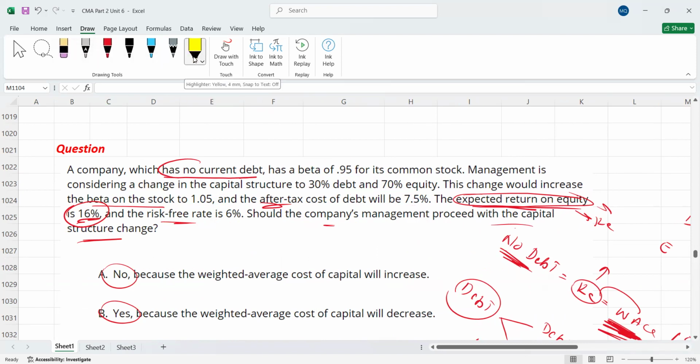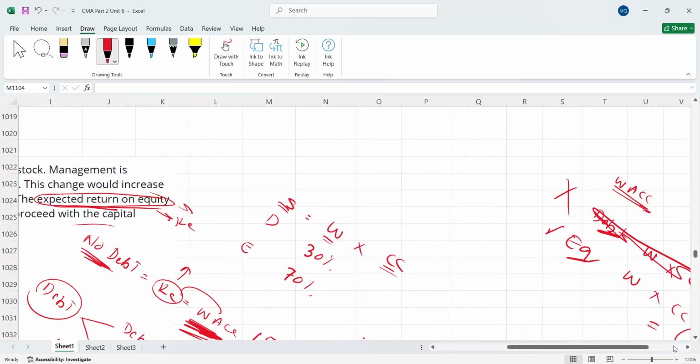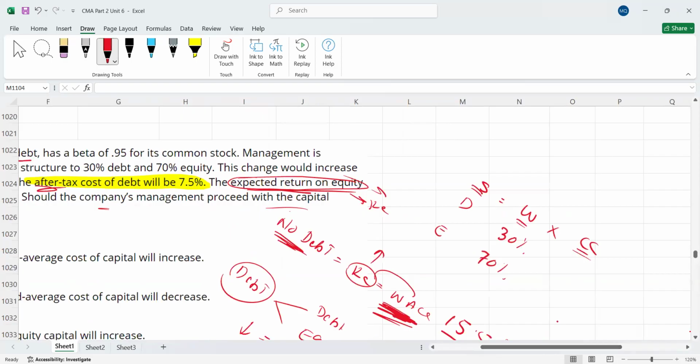After-tax cost of debt is given here. Okay. So which is how much? Which is 7.5%. We'll take multiply by 7.5%. And now cost of equity you can calculate by using CAPM.